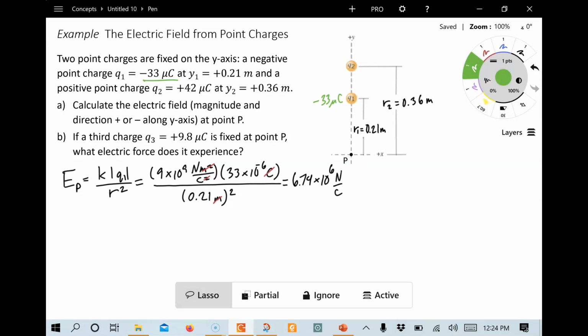The way that we do that is we imagine putting a positive charge at point P. This is just something you make up in your head to get the sign correct. If I were to put a positive point charge at point P here, which direction would it be pushed or pulled, attracted or repelled by Q1? Well, it would be attracted, right? So the direction of that electric field is going to point straight up. That's the electric field at P due to charge 1.